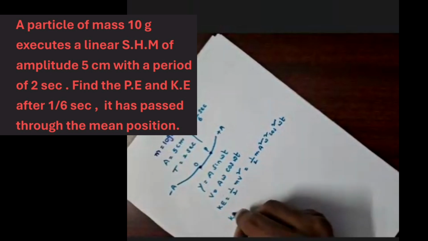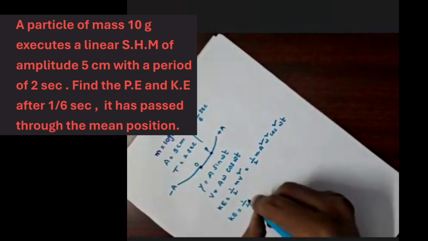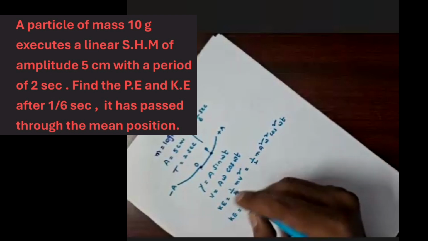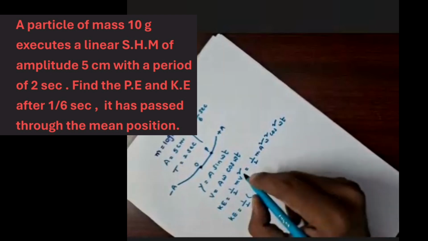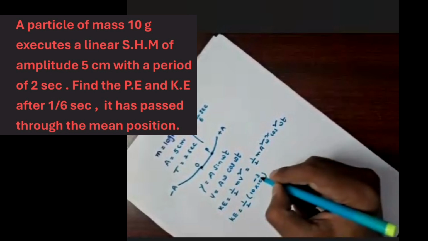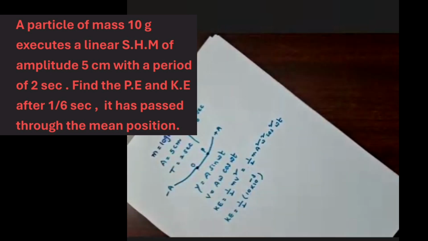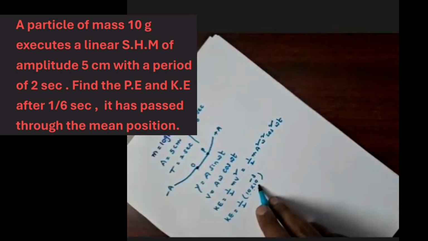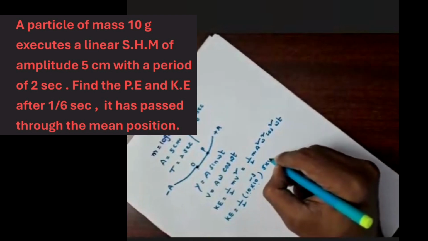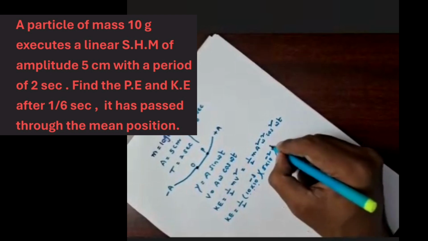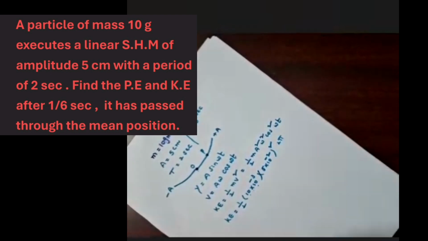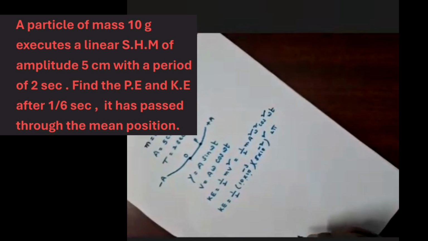Now kinetic energy is equal to half, substitute the 10 gram, converted into SI unit, that is 10 into 10 power minus 3. 1 gram is equal to 10 power minus 3 kg. So 10 into 10 power minus 3 kg. Amplitude is in centimeter, convert into meters: 5 into 10 power minus 2, whole square. Omega is nothing but 2 pi by capital T.